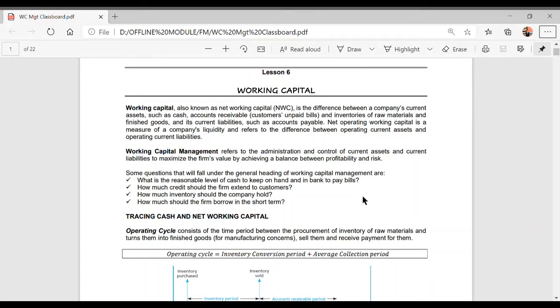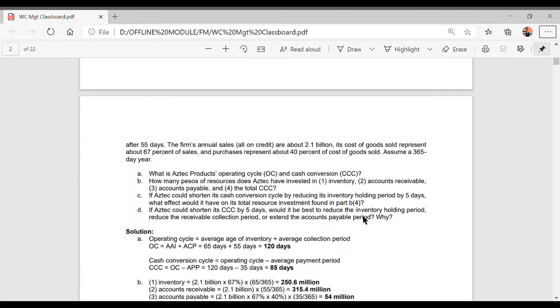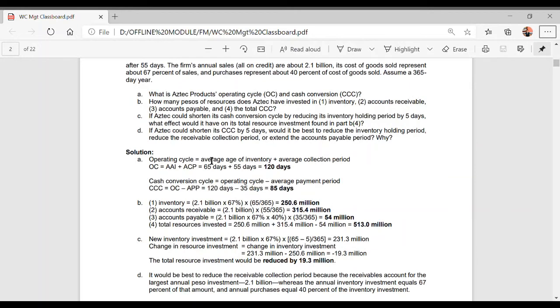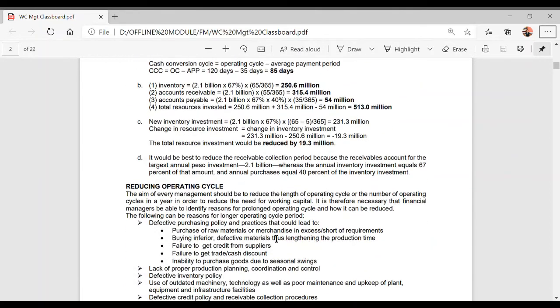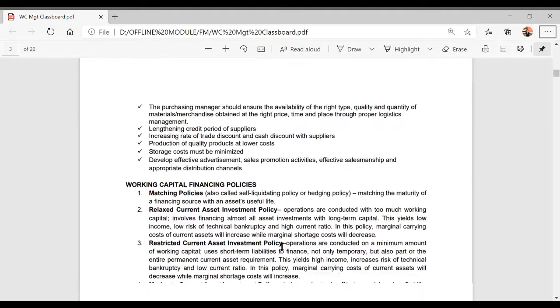So, in the previous lesson that we had, we talked about working capital. We also performed problem solving on the operating cycle and the cash conversion cycle, and determining how much would be the additional investment required if we prolonged our operating cycle, and what would be the benefit if we shorten our operating cycle. Then we also have the various techniques on how to reduce the operating cycles.